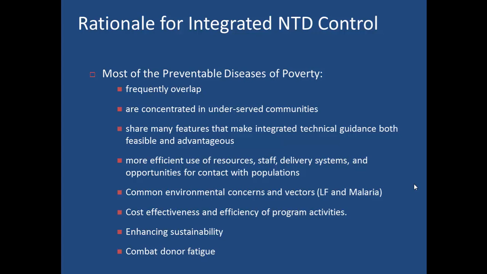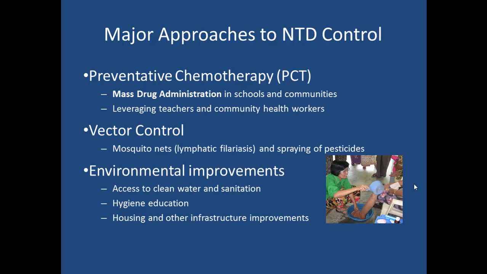And then cost effectiveness and efficiency of program activities. By joining them all, you can actually reduce the administrative costs as well as technical costs, and so you can increase cost effectiveness. Because you're integrating everything, you get enhanced sustainability. You don't have to train multiple people. One person can be trained for multiple things, and that can allow them to be utilized for a longer period of time. And it can also help to combat donor fatigue. If you're not constantly asking for more funds because you've increased the efficiency, you can deal with donor fatigue in that way.